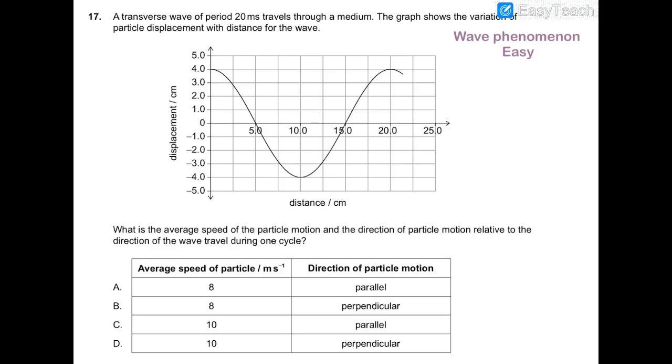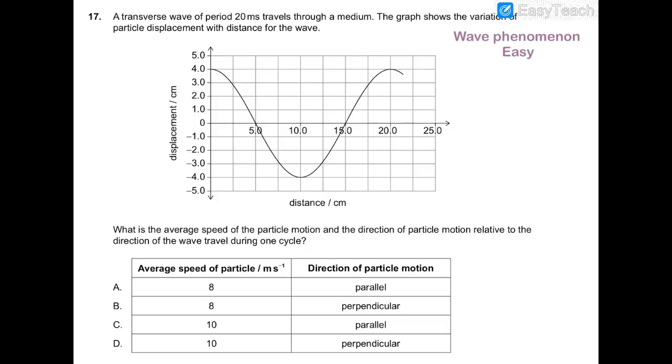In this question, you can see that there is a transverse wave whose time period is 20 milliseconds, and it is traveling through a medium. Now this graph shows the variation of displacement of particle with the distance traveled by the wave. We have to find out what is the average speed of the particle during this motion, and what is the direction of particle motion relative to the direction of wave motion.